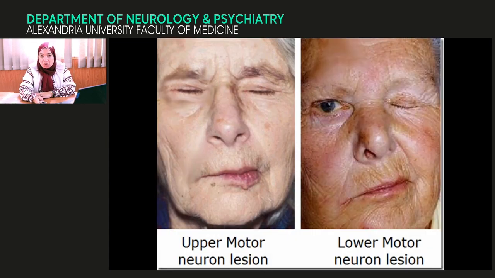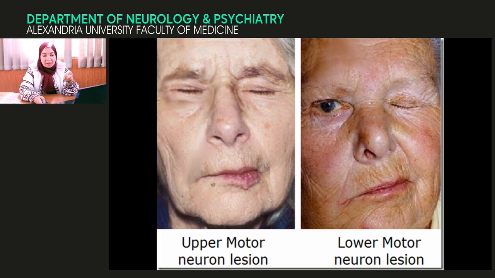This is a picture showing, on the right, an upper motor neuron lesion. There is deviation of the mouth towards the left. This means there is a right upper motor neuron lesion, and the nasolabial fold is flattened on the right, but the patient can close the eye very nicely. So only the lower face is affected. Because of that, we say upper motor neuron lesion.